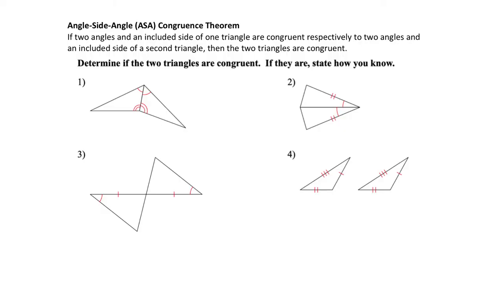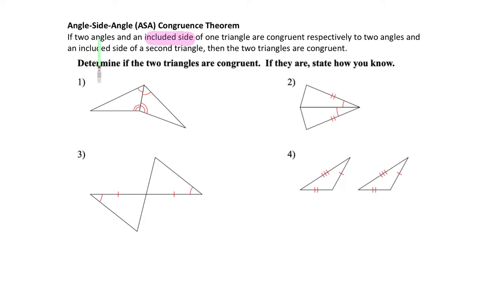Hi, so in this video, we're going to be continuing what we started in class about congruent triangles. My next theorem is the angle-side-angle congruency theorem. And now it says if two angles and an included side, remember in class that we said that we need at least one side to be congruent.